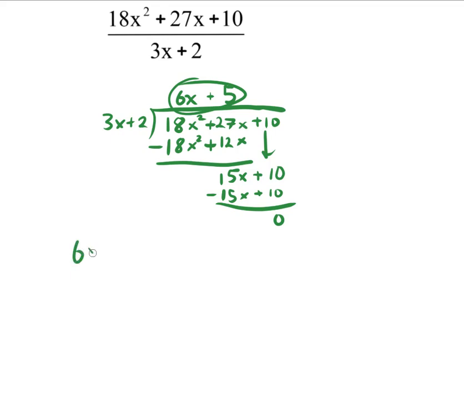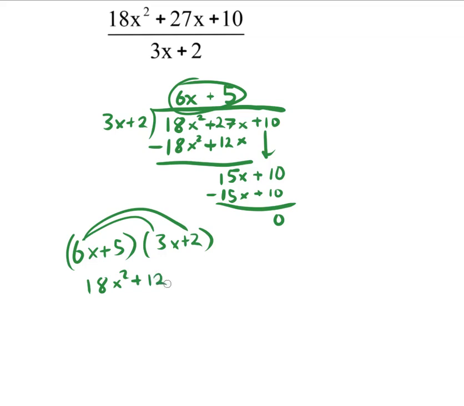And I know how to do the opposite. I would take my 6x plus 5, and I would actually multiply it times my 3x plus 2. Okay, and in this case, 6x times 3x obviously is 18x squared, right? I did that step. Now I'm going to do this step. 6x times 2 is going to be plus 12x, right? Then I'm going to do 5 times 3x, which is plus 15x. And then 5 times 2 is plus 10, right?